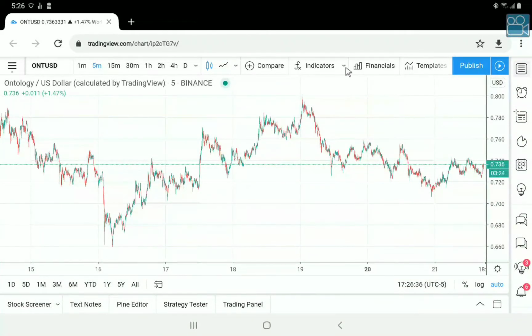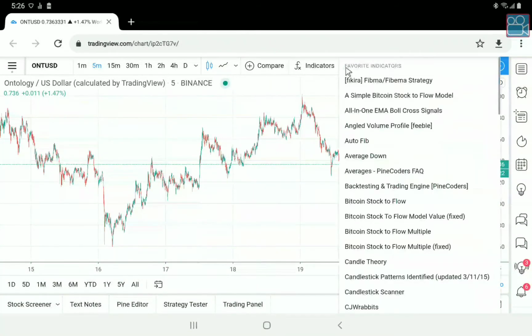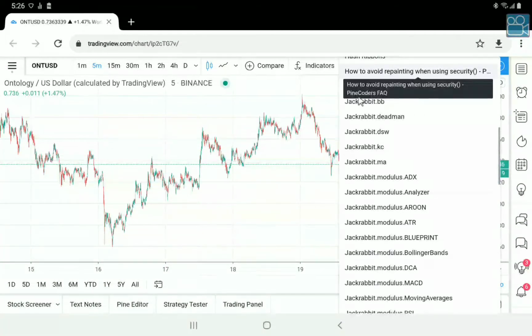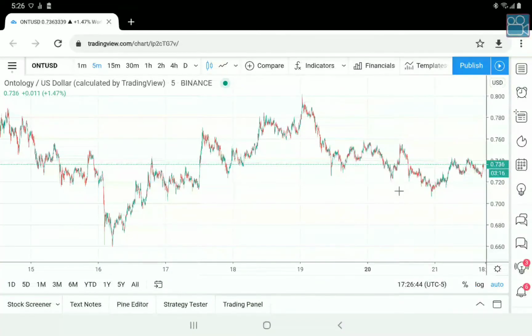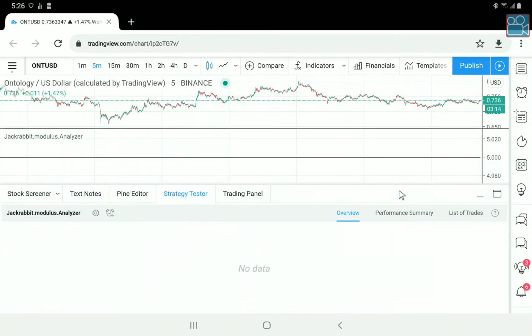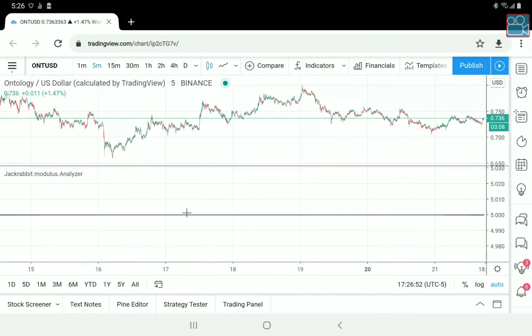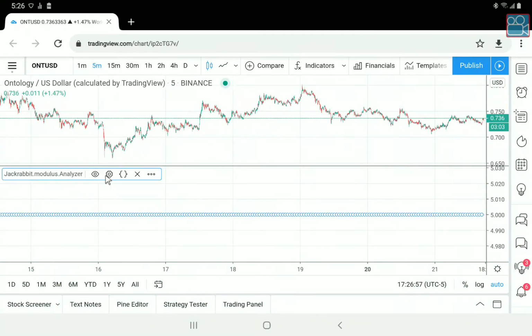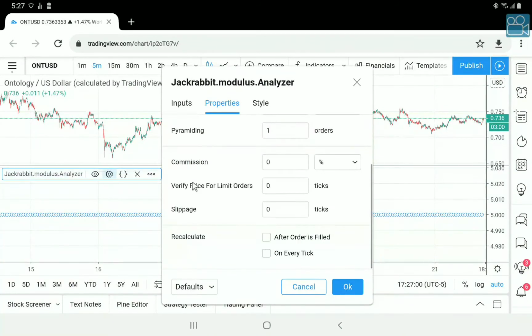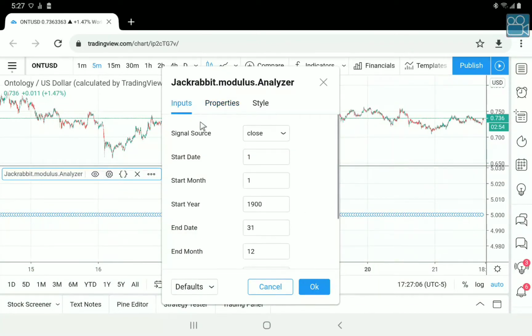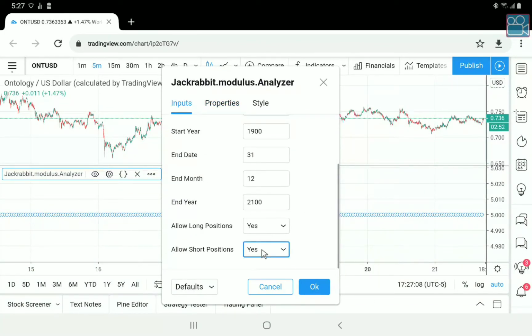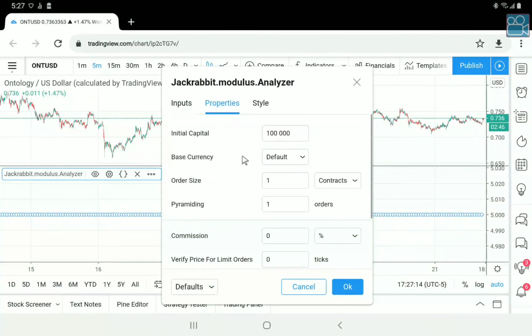Let's start by loading the analyzer. Short and sweet. For now, I'm going to minimize it. There it is, nothing bright. I do know I will be using dollar cost averaging at some point. So let's turn off shorts. I also want it applicable to my budget.